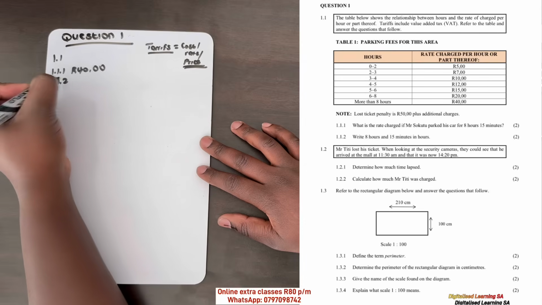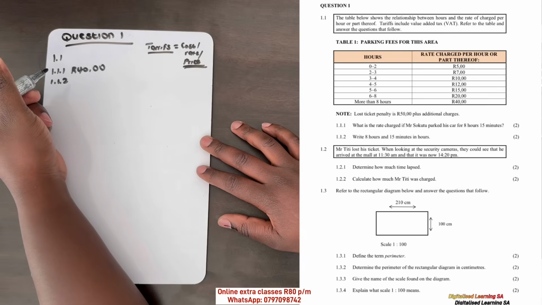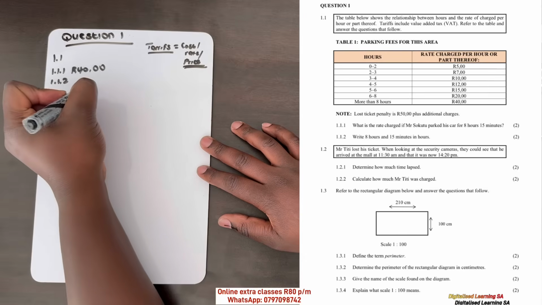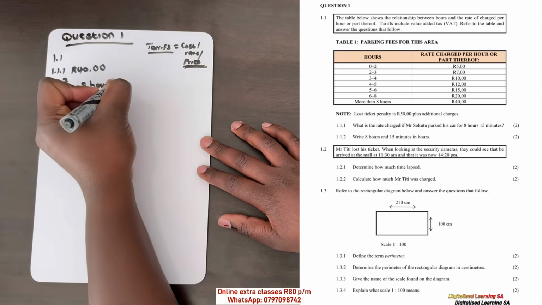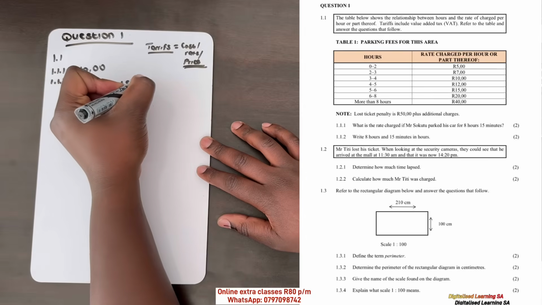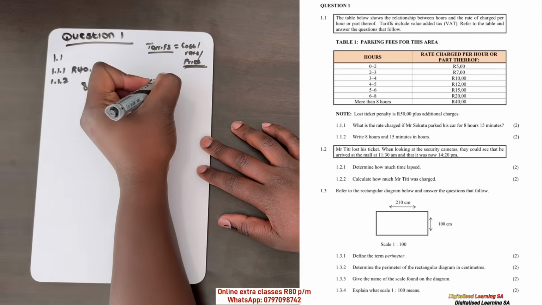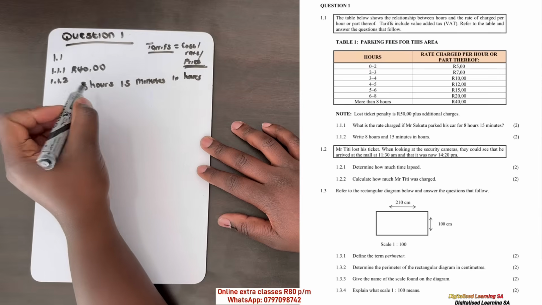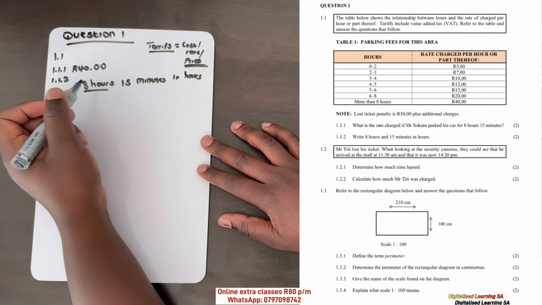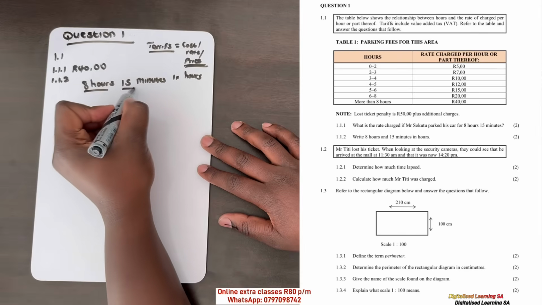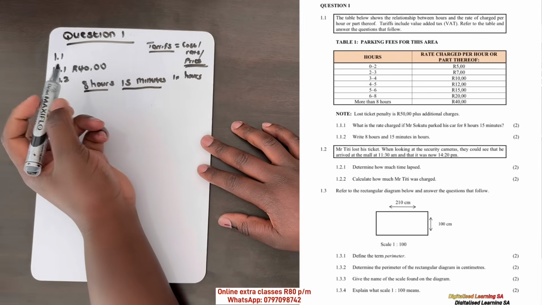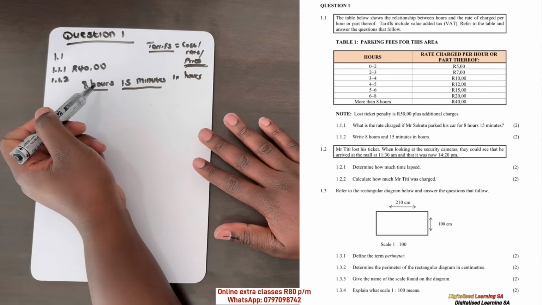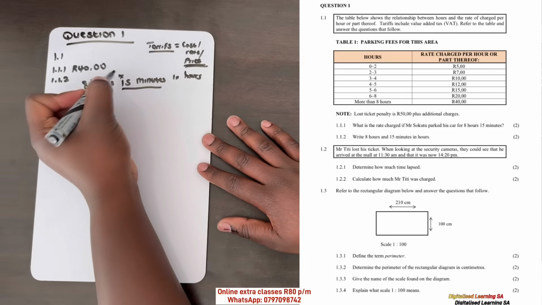Okay, so now let's move to the next question, which is question 1.1.2. So question 1.1.2 says, write 8 hours and 15 minutes in hours. Whenever you see this question, we can see that the 8 hours are already given in hours, meaning that we only need to convert the 15 minutes into hours, because we can't convert something that has already been converted for us. So the 8 hours is already fine. So we only need to focus on the 15 minutes.